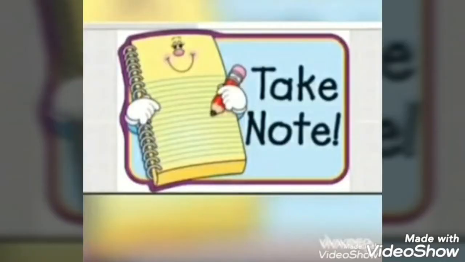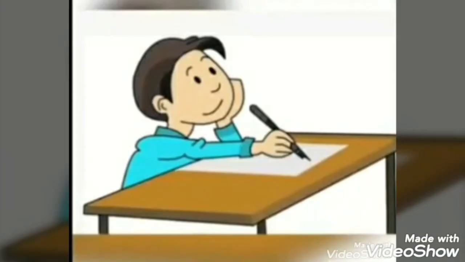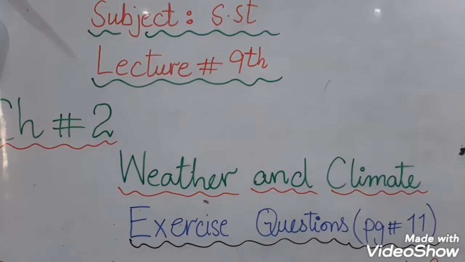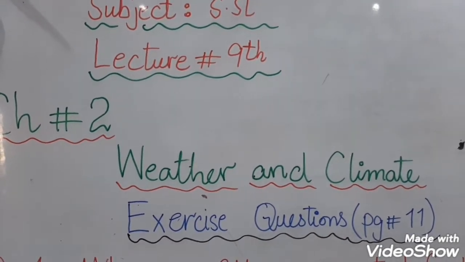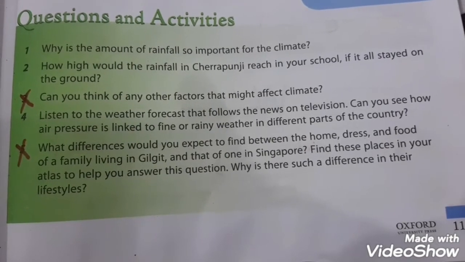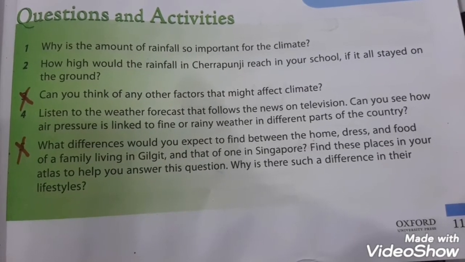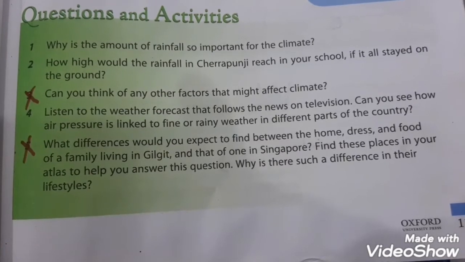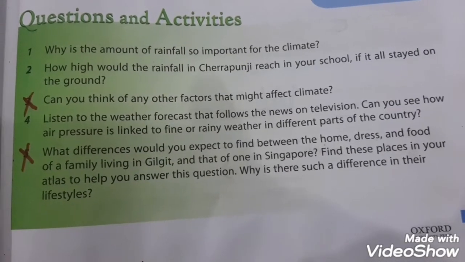Now take out your notebooks for exercise questions. Note down the exercise questions of chapter number 2, weather and climate, from page number 11. These are the exercise questions. We will do question number 1, 2 and 4, and cross out question number 3 and 5.